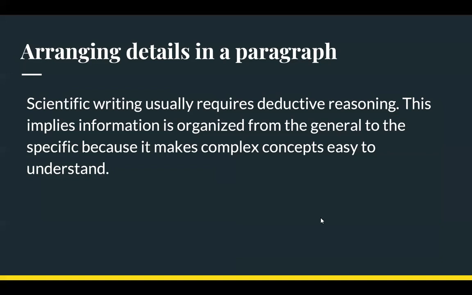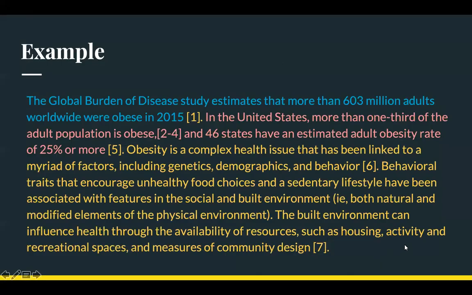So here's an example where we start with giving you global numbers. The Global Burden of Disease study estimates that more than 603 million adults worldwide were obese in 2015. So we're stating the problem at the global level. And then now we go to the US level, because the paper is about the US. And then we say in the United States, more than 1/3 of the adult population is obese. And then we go down to the state level, and 46 states have an estimated adult obesity rate of 25% or more. So the paper that we wrote was actually at the city level. So we're going down and down and being more specific.